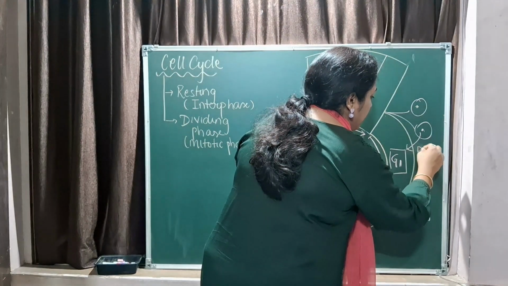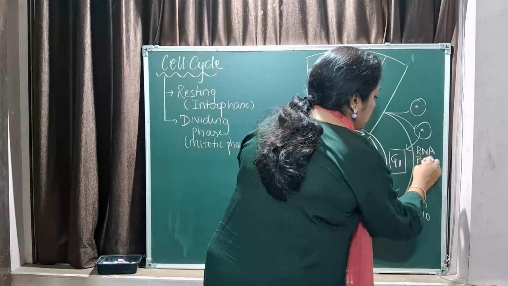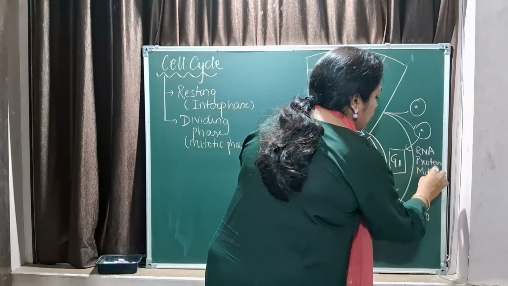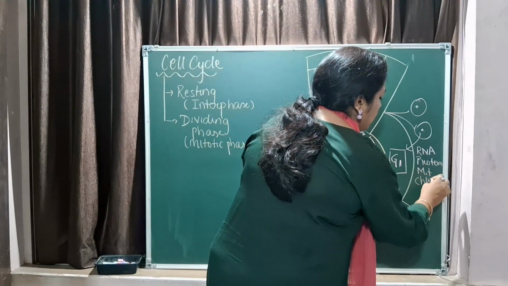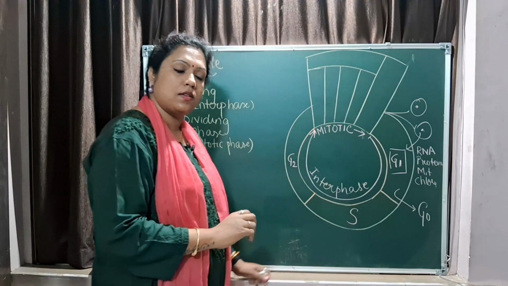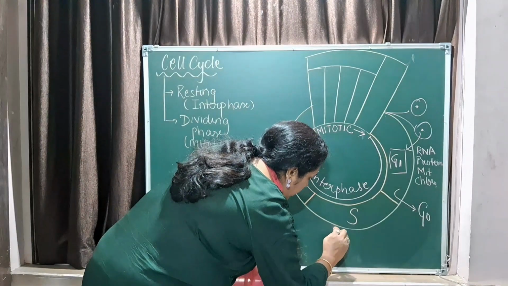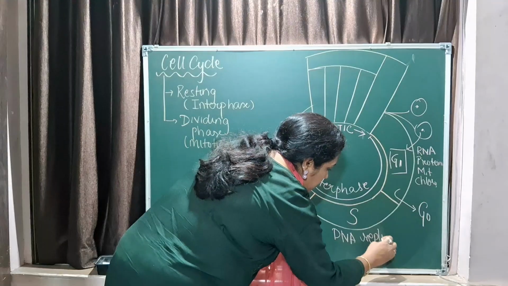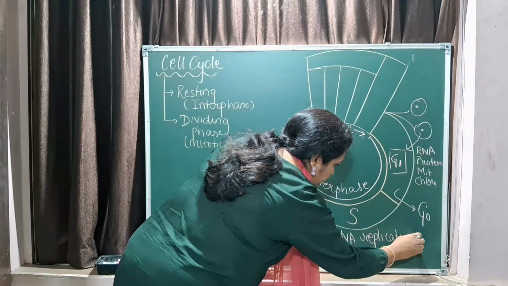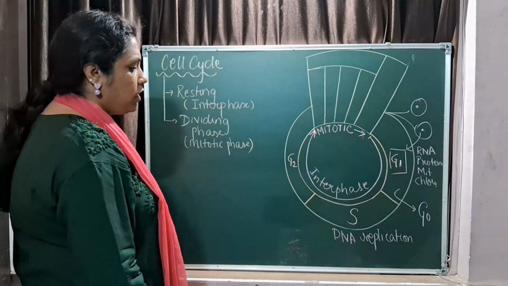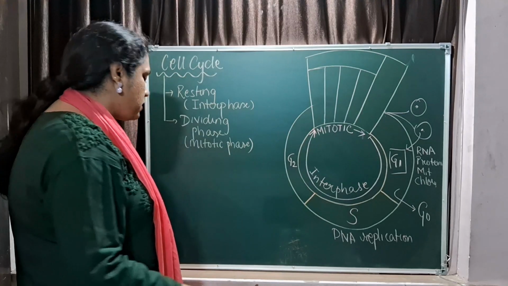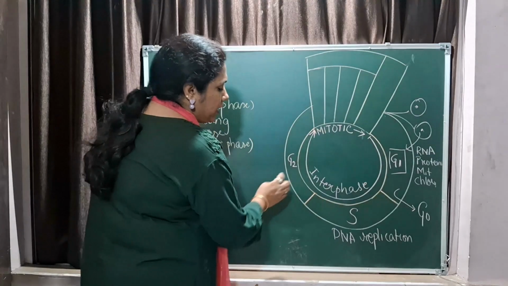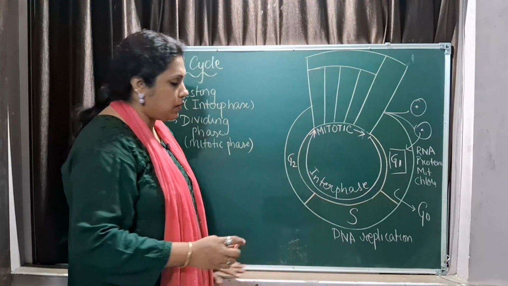So you have RNA, you have proteins, you have mitochondria, you have chloroplast, these all divide in the G1 phase. The synthesis phase is the phase where the DNA replication happens. Children, this is very important, okay, that is the DNA replication. So S phase is the synthesis phase where DNA synthesis takes place, followed by the G2 phase. It is shorter than the G1 phase.